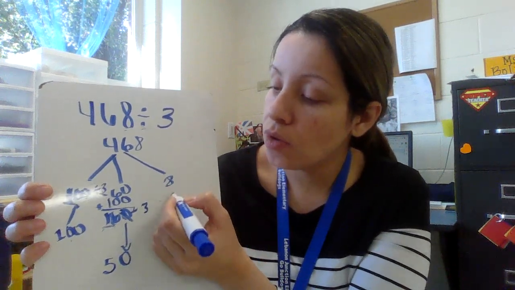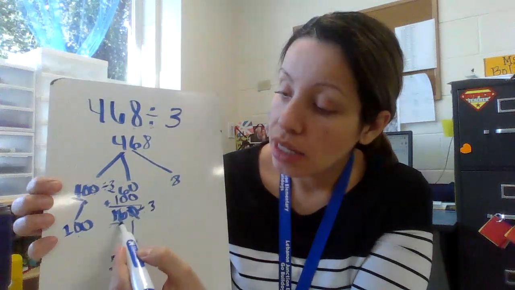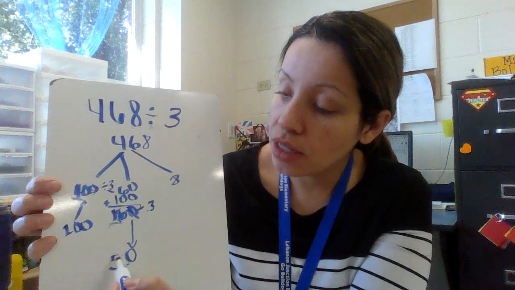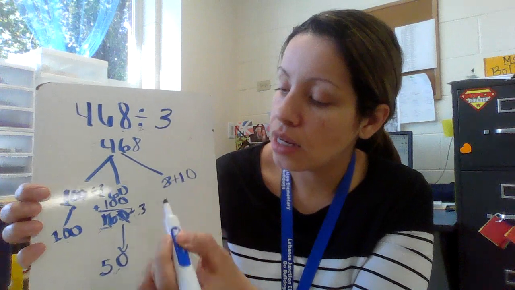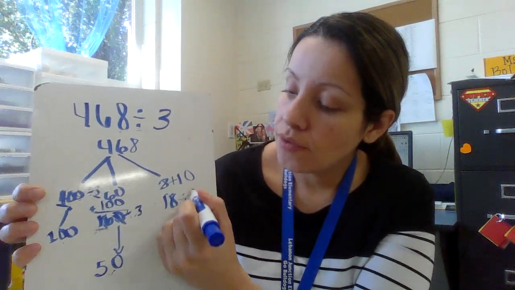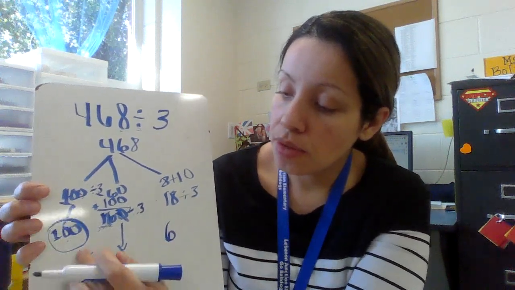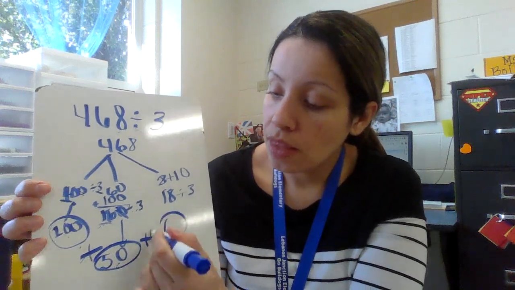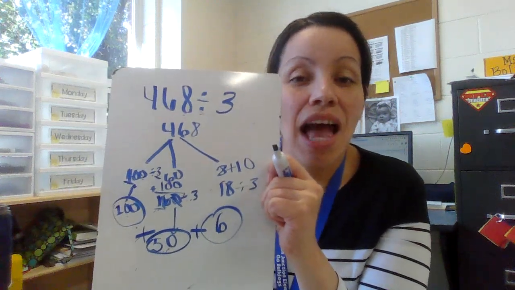So I'm going to bring that over. And remember that 1, because 3 times 50 is 150, that becomes a 10. So I have to add the 10. And that's 18. So 18 divided by 3 is 6. And then when I add these up, that looks like a multiplication sign. When I add these up, then I have 156. And that is how you do division.